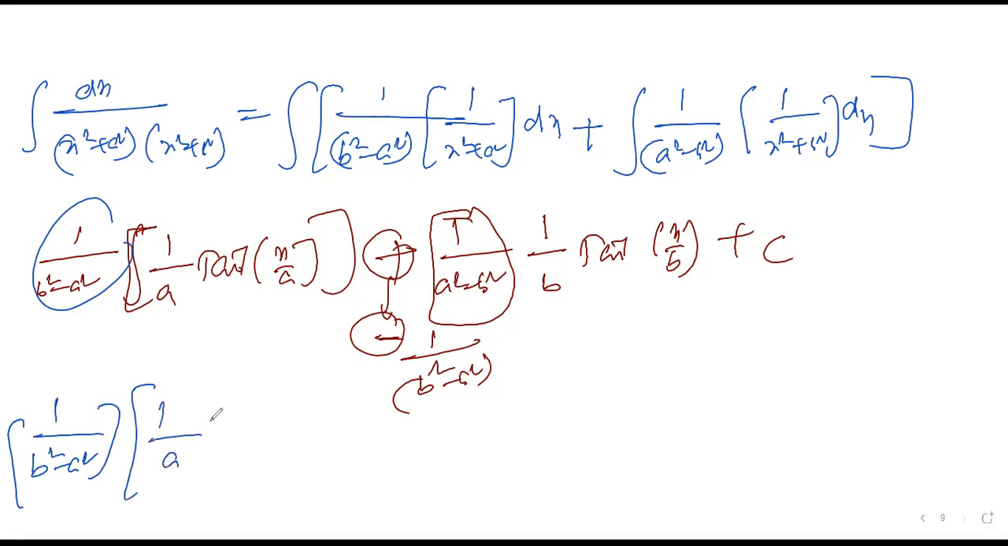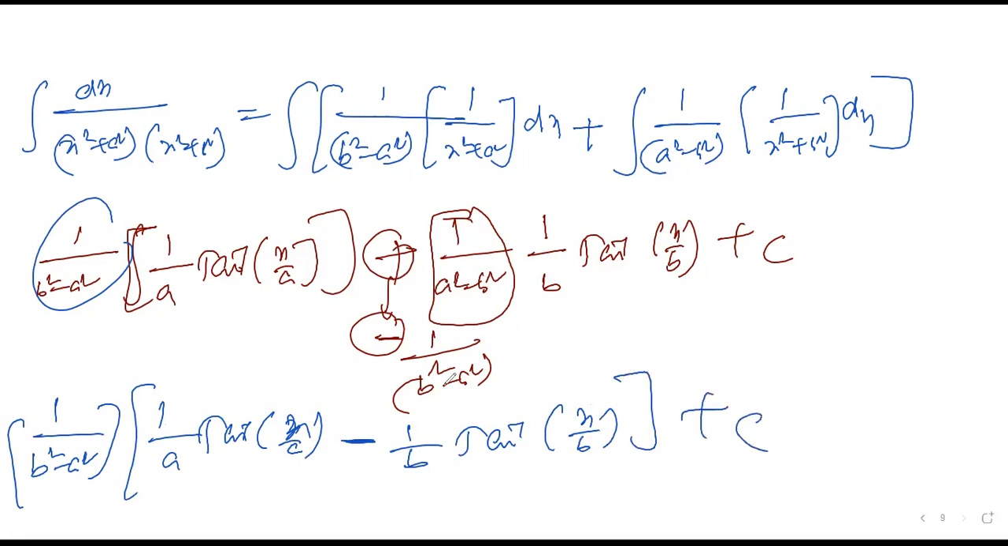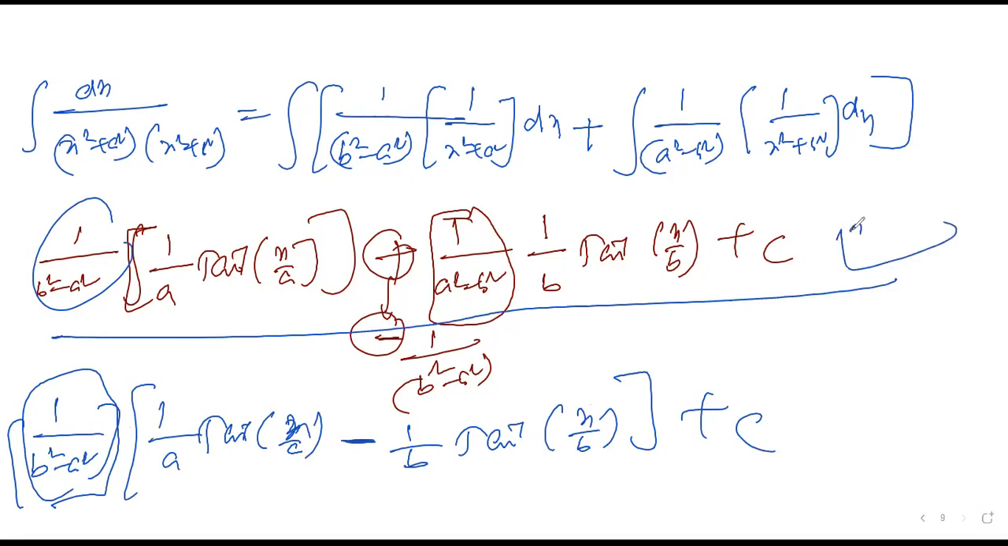So the right answer is 1 by a tan inverse x by a minus 1 by b tan inverse x by b plus c. Just what I should take for common, I will take it out. Otherwise, this is the final answer. You get the textbook answer. They taken that common value on both sides, taking minus as a common. Right. Now let us move forward.